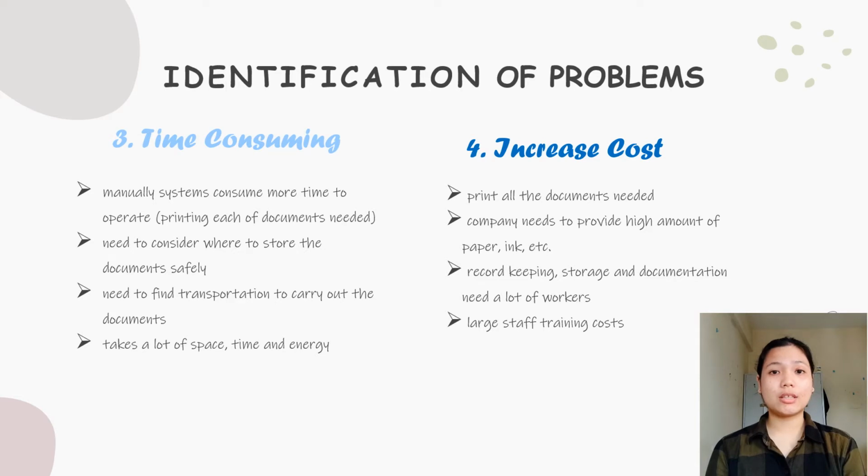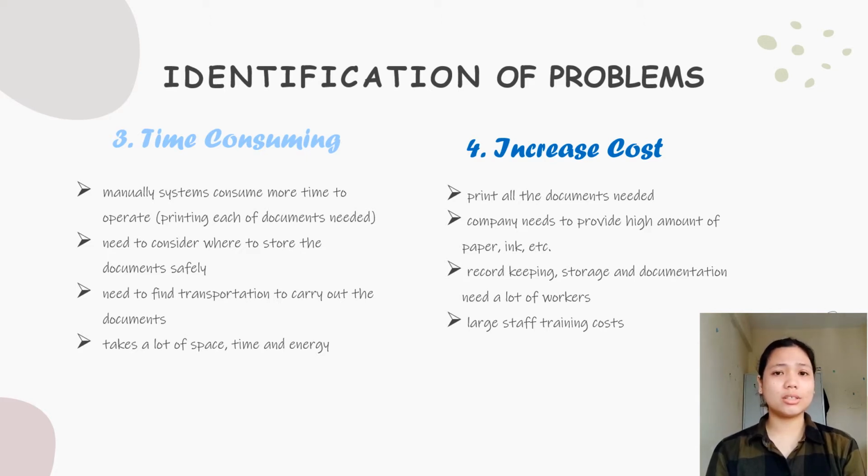The third one is time-consuming. Manual systems consume more time to operate than electronic systems. This is because they need a lot of time to handle it, such as printing each of the documents needed. One of the common problems in handling it is also storing them safely. This is because they need to consider where to store it and whether the place is safe.